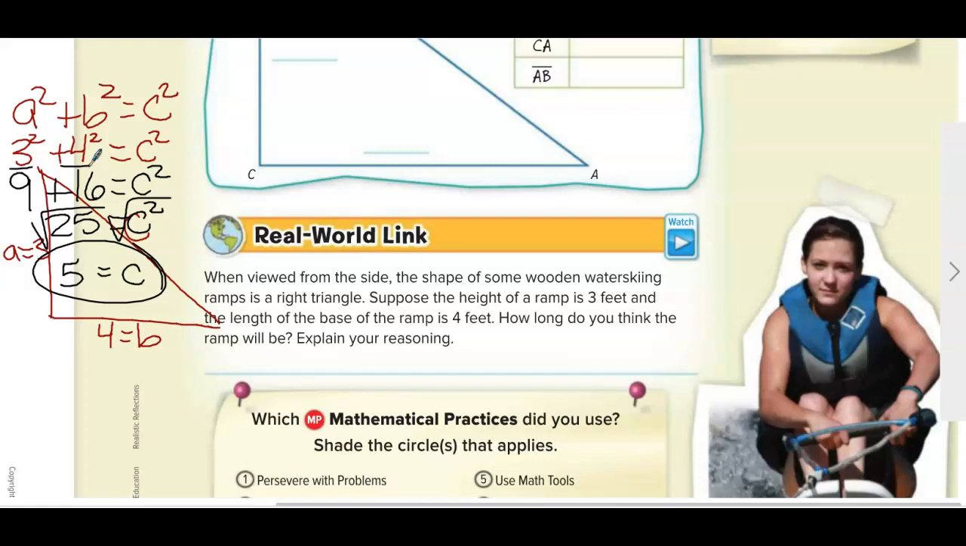Okay, so our length would be 5 what? Feet. Questions? No. Okay, moving on.